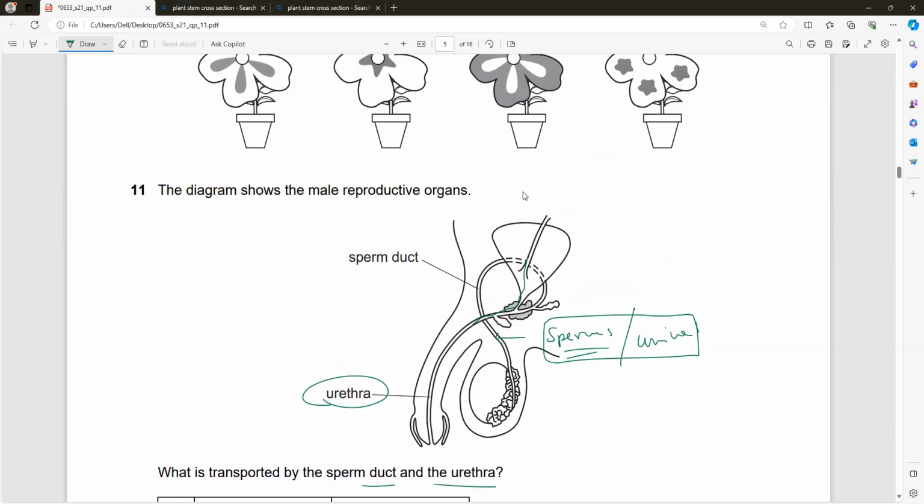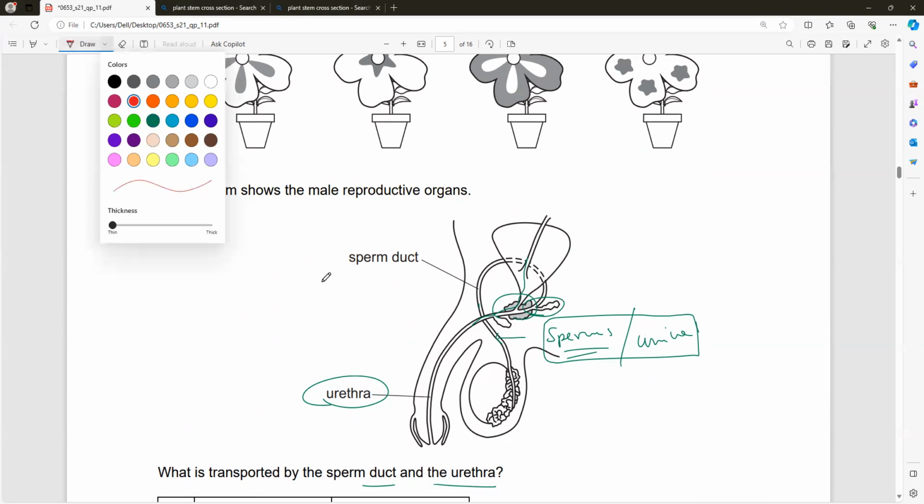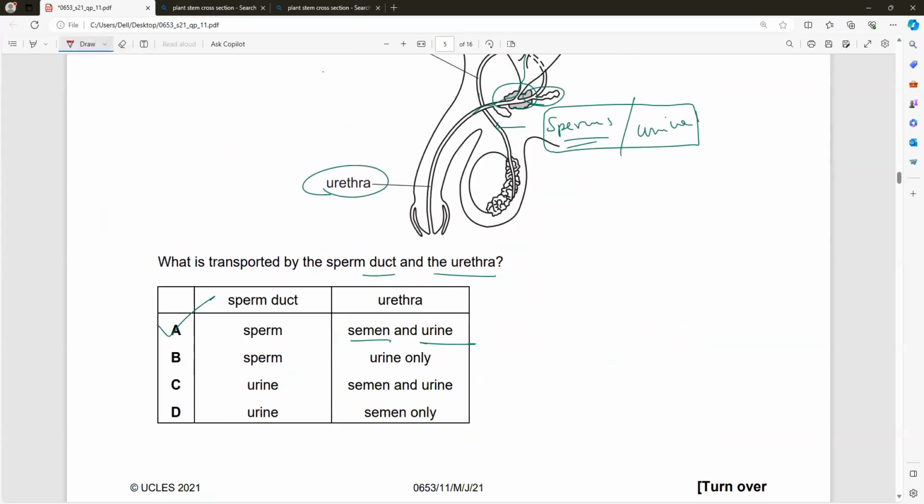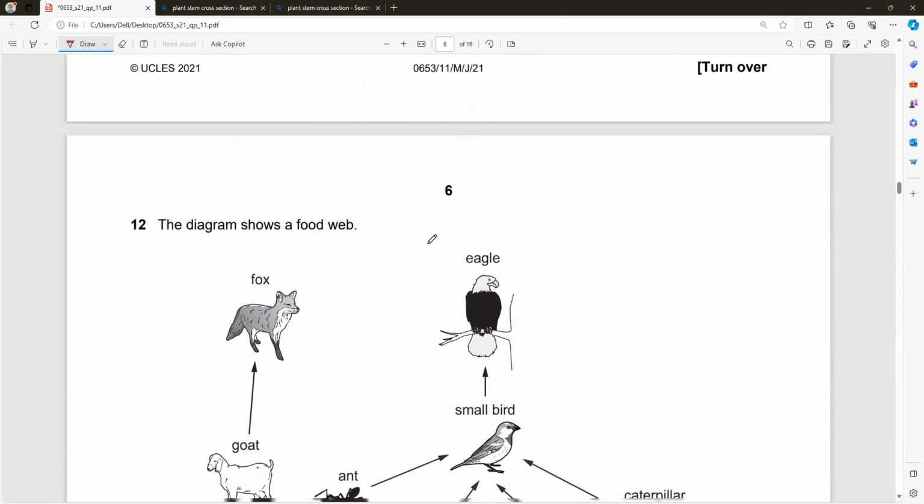So why in the sperm duct is it only sperm? But after it reaches the glands, it will be turned into semen. Fluids and chemicals will be added to that so that it turns into semen. So that is what it is. Urethra carries both semen as well as urine. So that's what you have to remember.